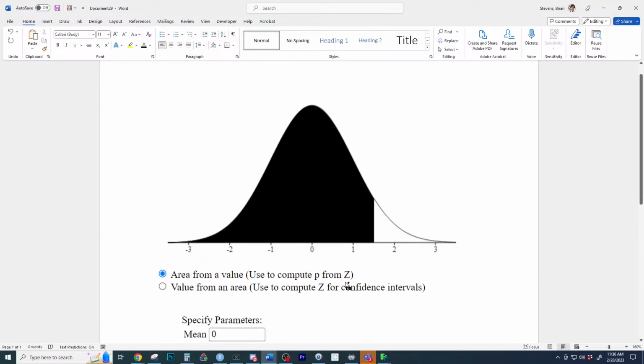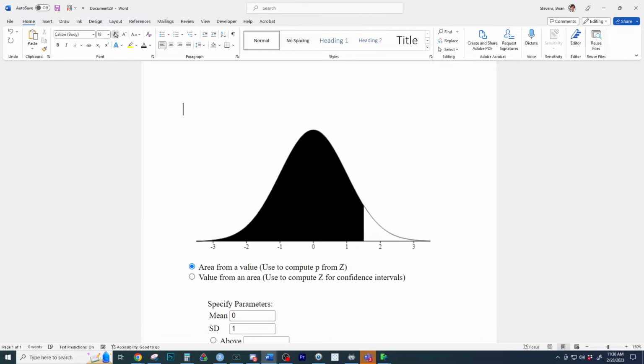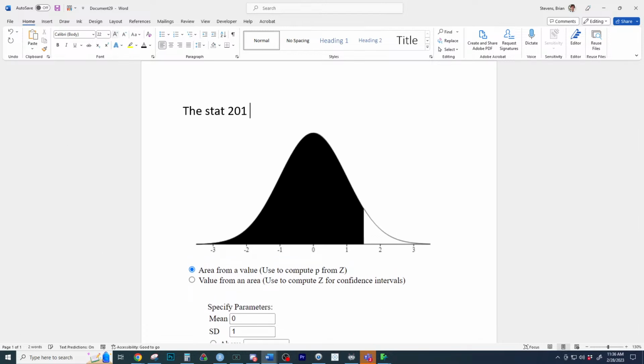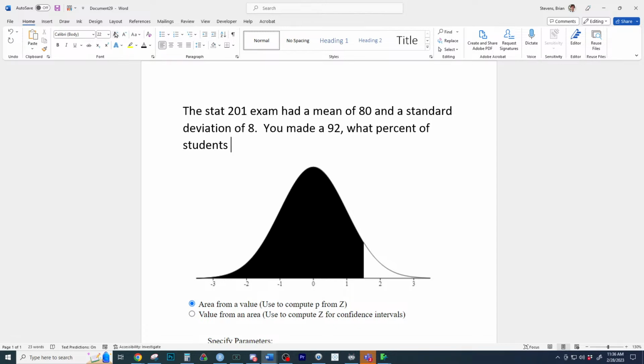So the Stat 1 exam had a mean of 80 and a standard deviation of 8. What you made? What percent of students did better? Yep, we can do that, Tyler.